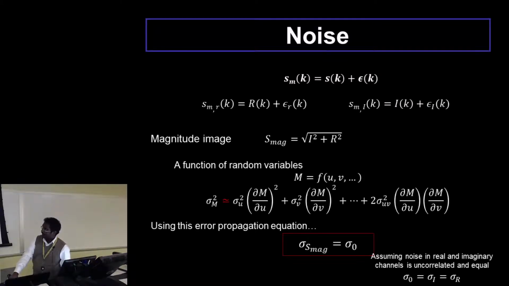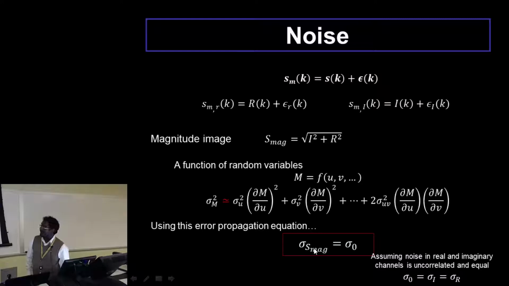So once you use that, you actually end up with this equation. If you do that for this, you end up with this equation that the sigma in the magnitude domain is actually equal to sigma naught, which is basically in our case we're assuming that noise in the imaginary channel and the real channel are uncorrelated and equal. For a given experiment, the sample noise variance doesn't change, and it's uncorrelated in the imaginary and real channels, and hence we are using this relationship. You will end up getting this relationship.